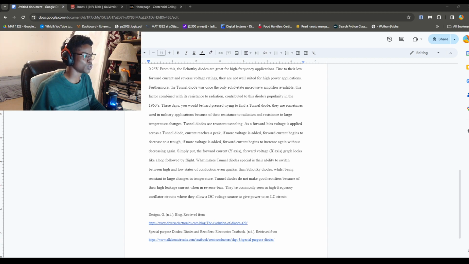Tunnel diodes use resonant tunneling. As a forward bias voltage is applied across the tunnel diode, current reaches a peak, like so. If more voltage is added, the current begins to decrease to a trough, and if more voltage is added, forward current begins to increase again without decreasing.